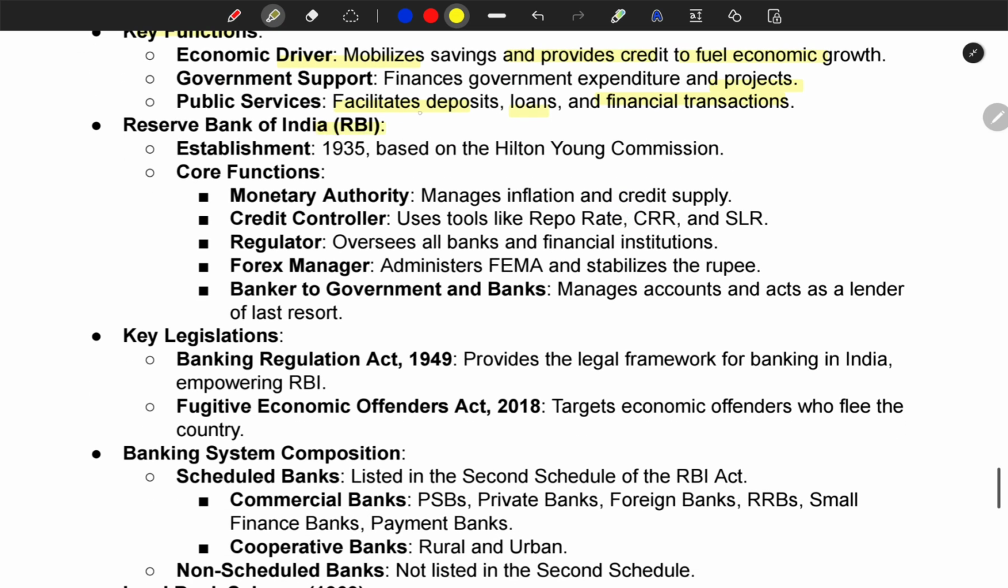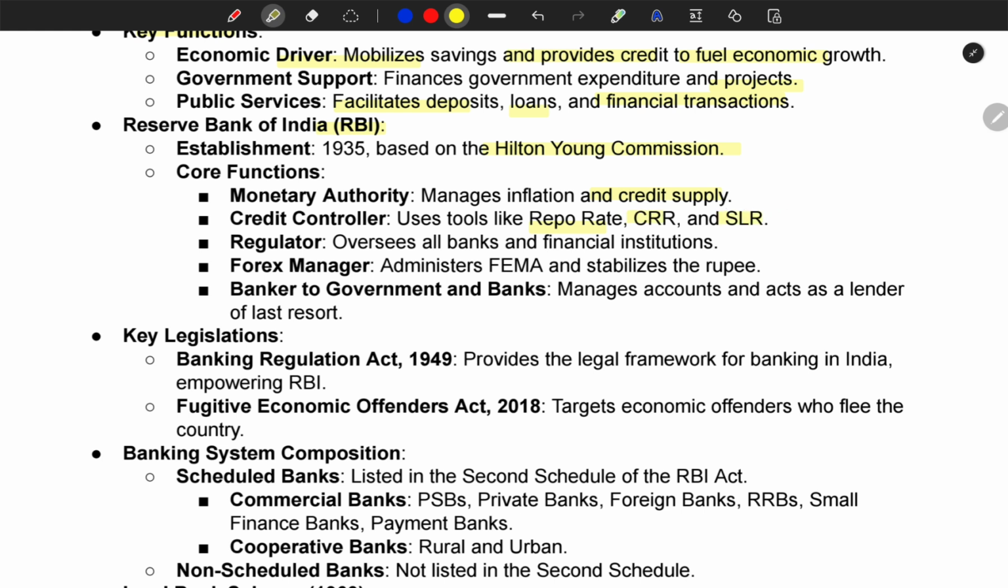Reserve Bank of India (RBI), established in the year 1935 based on the Hilton Young Commission. Core functions: monetary authority, manages inflation and credit supply. Credit controller, uses tools like repo rate, CRR and SLR.